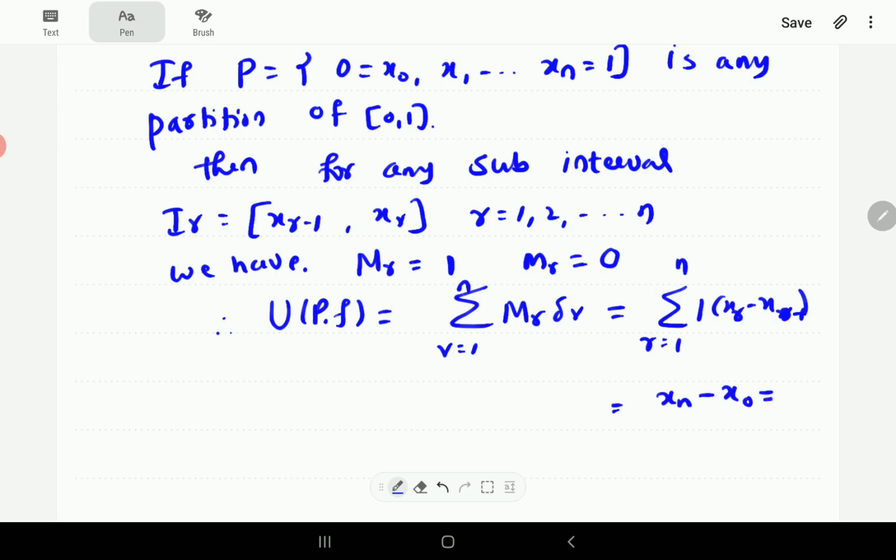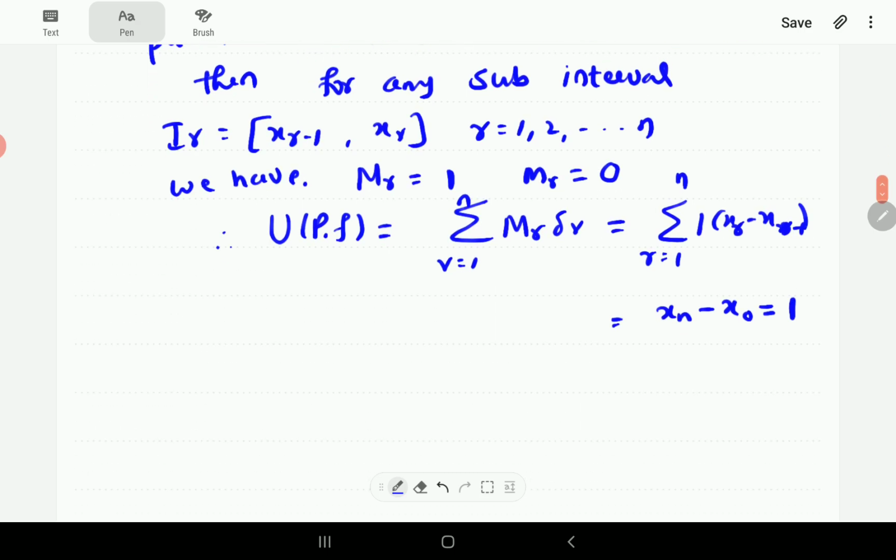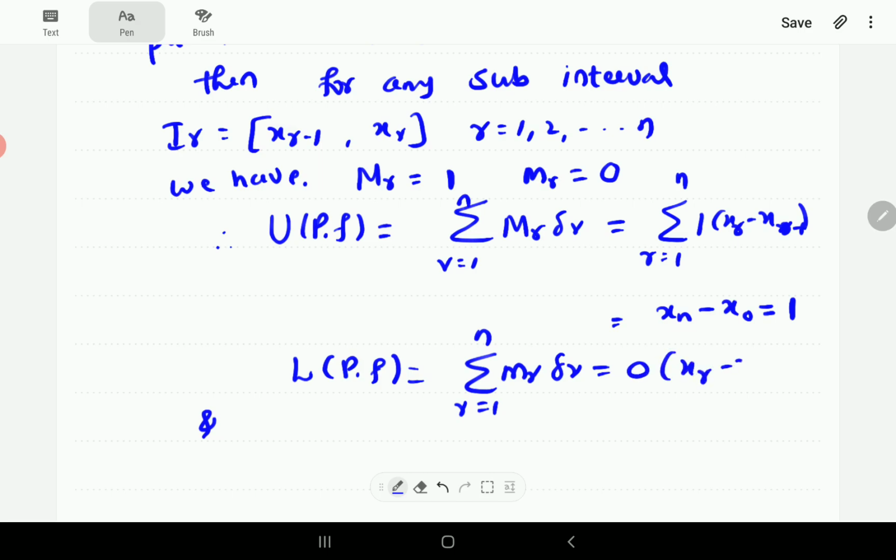This is equal to, because the interval we divided, let us take xn minus x naught, which is 1 minus 0, equal to 1. Here the lower Darboux sum is equal to the summation of mr delta r, where r is running from 1 to n. This is equal to 0 into xr minus xr minus 1. 0 into anything is 0, so it is 0 here.